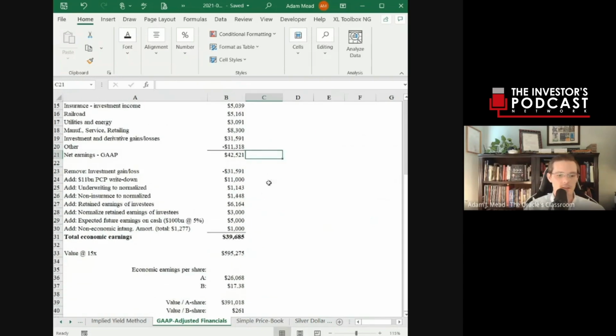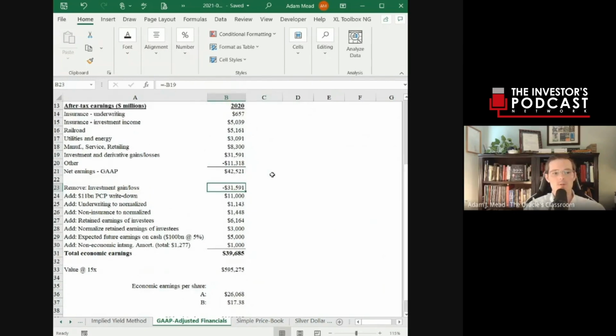Then again, kind of like the other approaches, we're going to remove the investment and derivatives gains and losses. And it's important to do that because the accounting rules recently changed and made it such that all investment gains, even unrealized and realized, have to flow through the income statement, and it creates a lot of noise from quarter to quarter and year to year that are not conducive to a proper valuation of Berkshire. And the other reason why I'm doing this is because I'm looking through to the earnings down below, and I'll get to that in a minute.